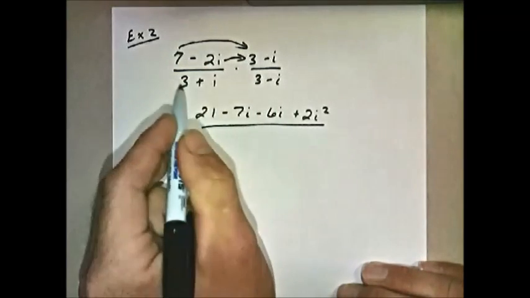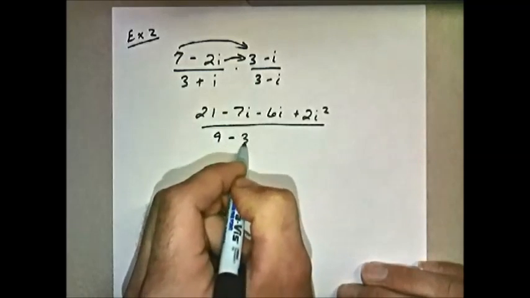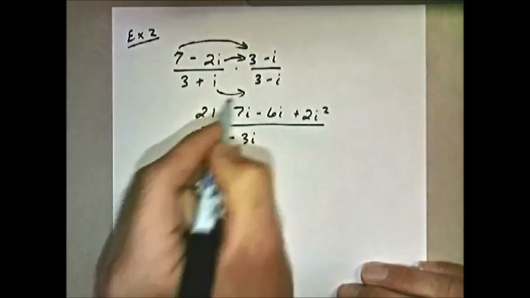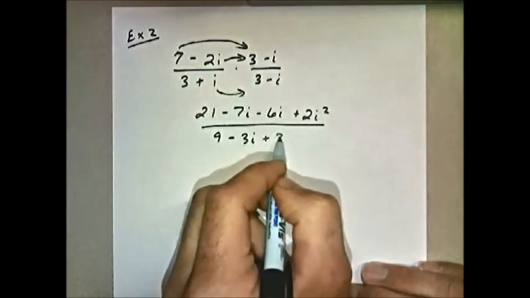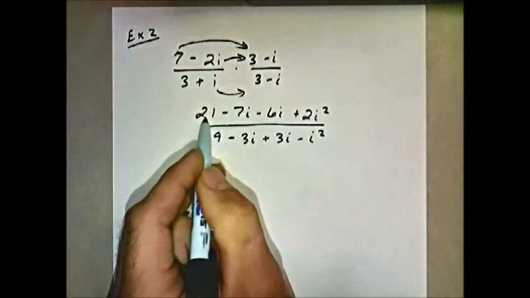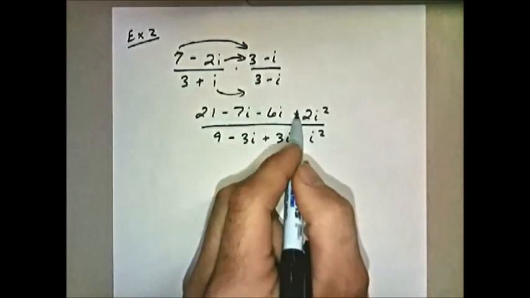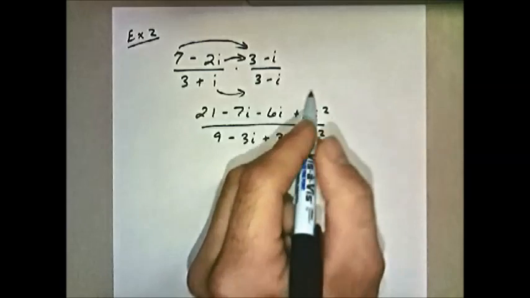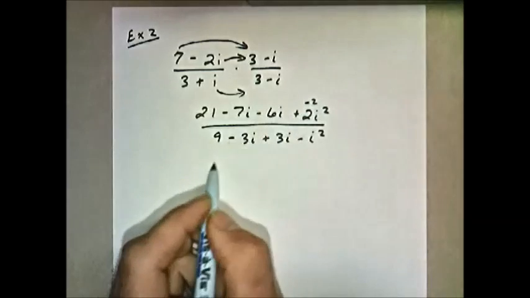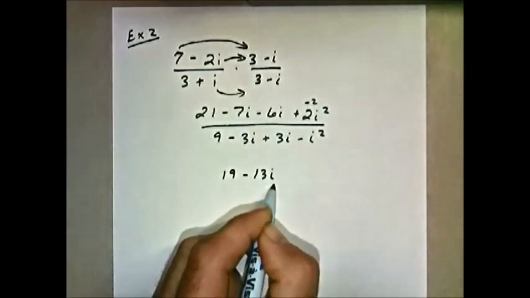Our denominator, we have 3 times 3 gives us the 9 minus 3i. Multiplying the i through, we end up with plus 3i minus i squared. Our 21 is going to combine with this 2i squared. Remember, this is negative 2. So we get 19 minus 13i.